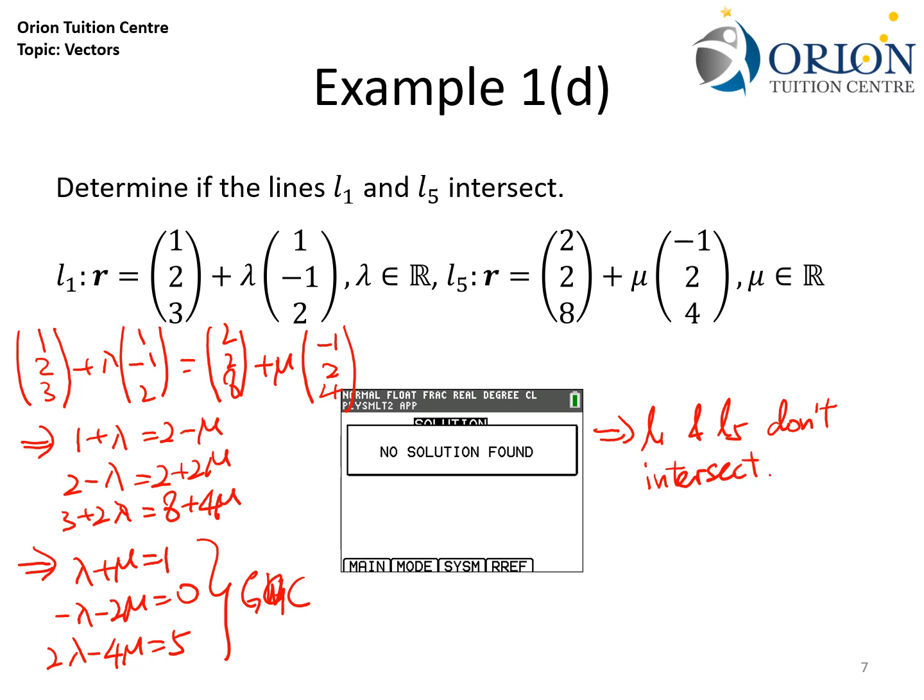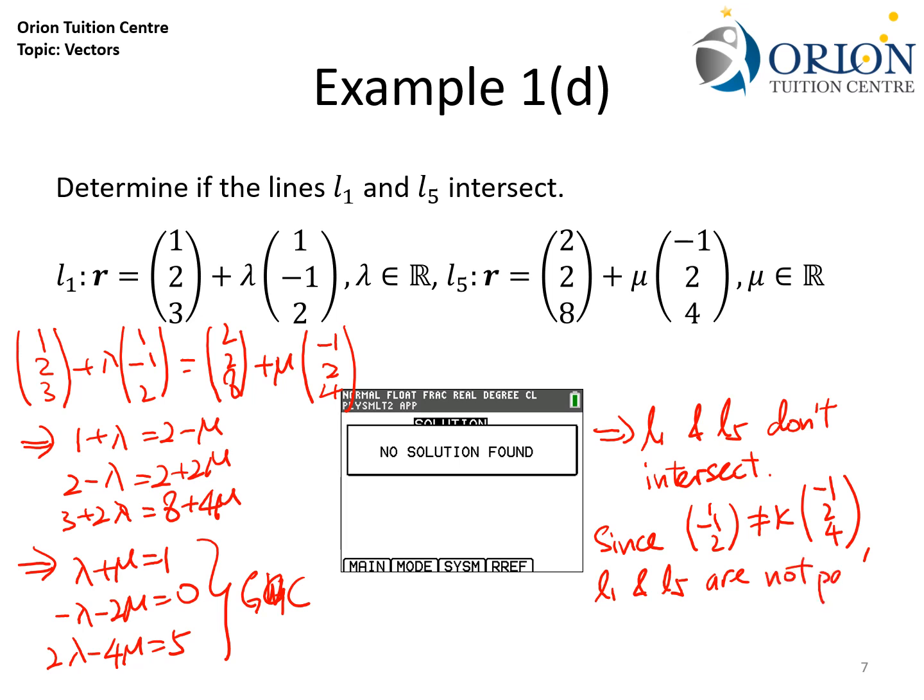Now, if they don't intersect, we have to check whether they are parallel lines or skew lines. And we can say that since (1, -1, 2) is not equal to k times (-1, 2, 4), that means they are not multiples of one another. L1 and L5 are not parallel, thus they are skew lines.